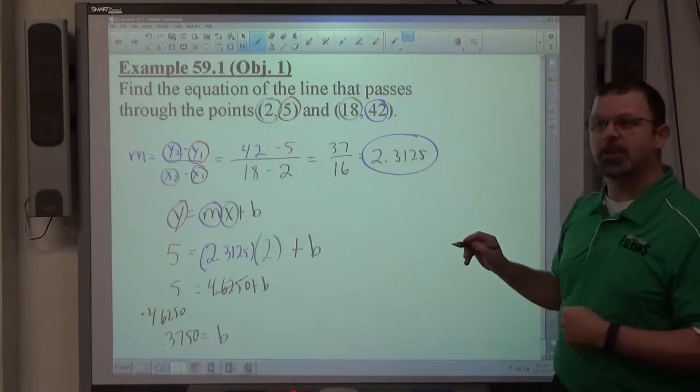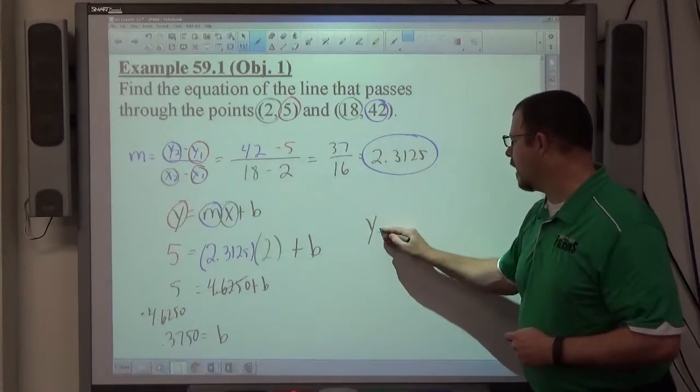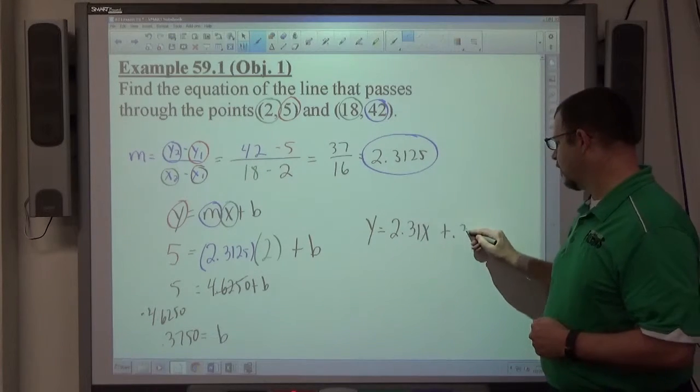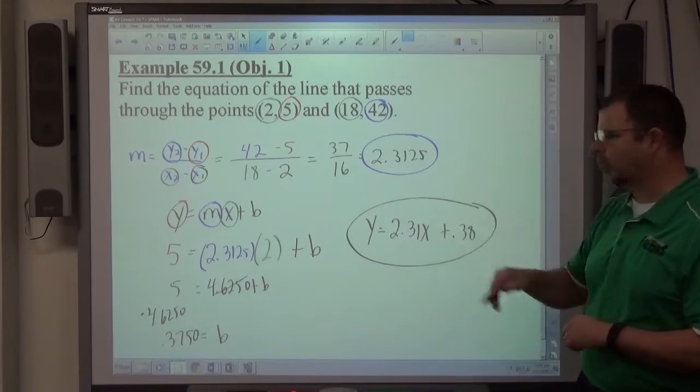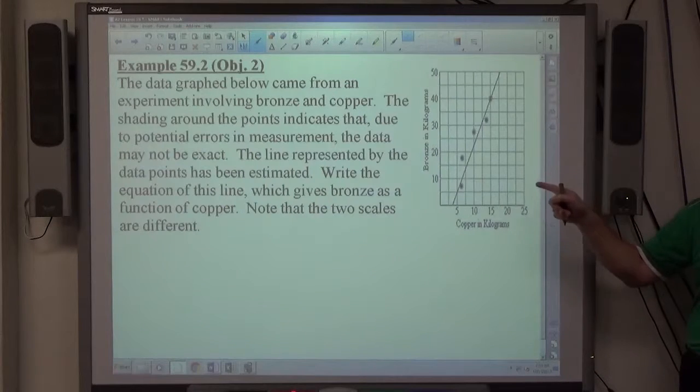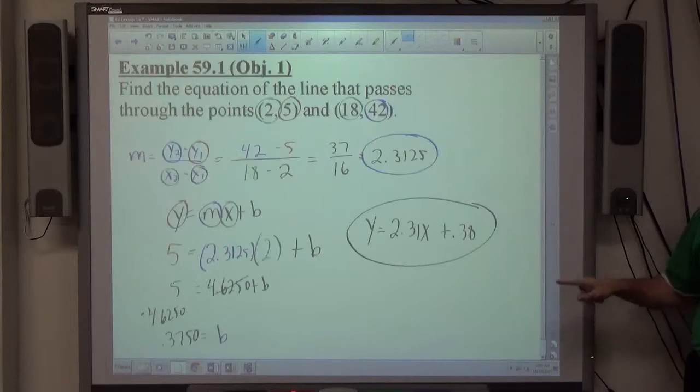Once I get both those 4 decimal place approximations, y equals 2.31x plus 0.38. Give me a 2 decimal place rounding of the 4 decimal place approximated answers. That's what I'm looking for in these problems that look like this today. And for the rest of creation, if they look like this, I want to get decimal answers.